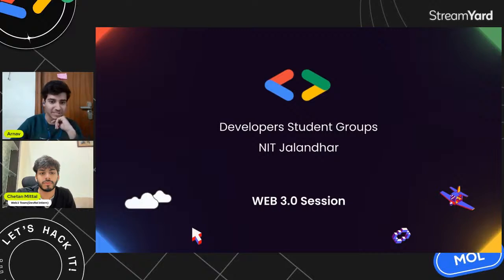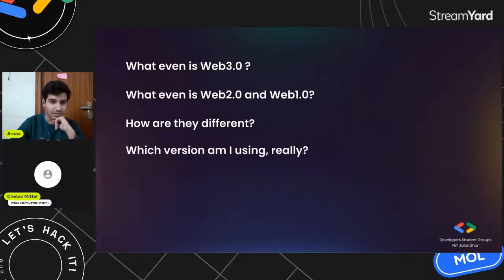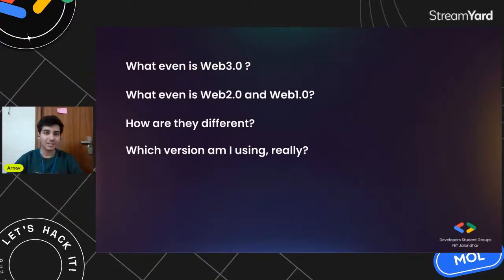So, welcome to the session. And the first question that comes to our mind when we hear the term Web3 is what even is Web3, and if there is Web3, then what is Web2 and what is Web1? That is something that naturally comes to mind, right? What's different, and what am I using right now?